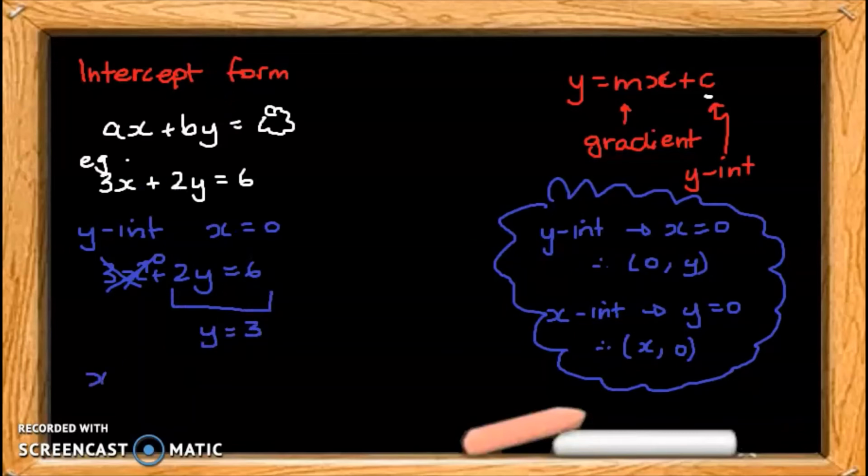My x-intercept is where y equals 0, and in the same way, what I could do is write my equation 3x plus 2y equals 6, and then I substitute 0 in here, and 2 times 0 is 0, so I have a more simple equation from which I can calculate the x-intercept. That's why this is called intercept form, and that's why some people use it.